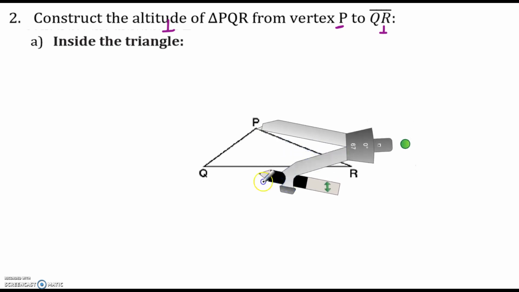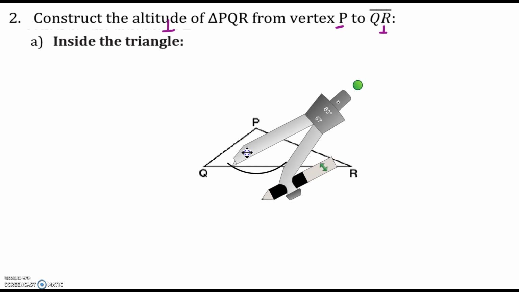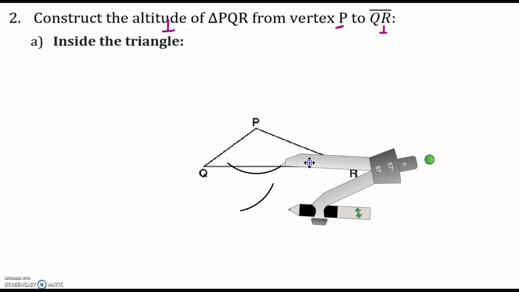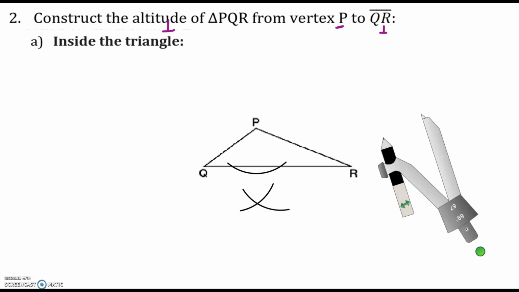So we're going to swing an arc that crosses QR in two spots, and then we are going to go from each of those intersections and swing another arc on the other side of the line from P so that we get an intersection. And then when we connect that intersection up through point P, we create an altitude. And inside the triangle is typically where we would look at the altitude, because that is where it goes from the vertex perpendicular to the opposite side.